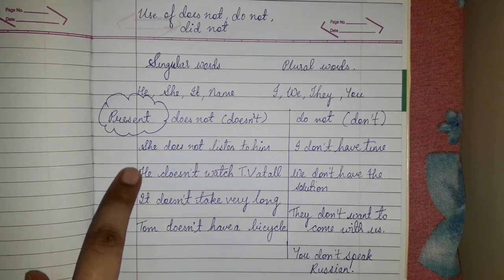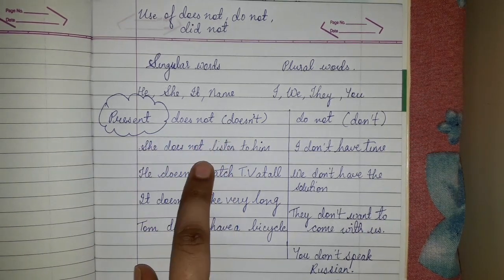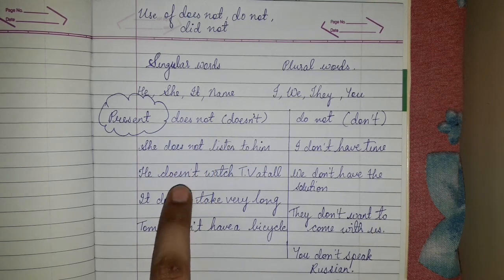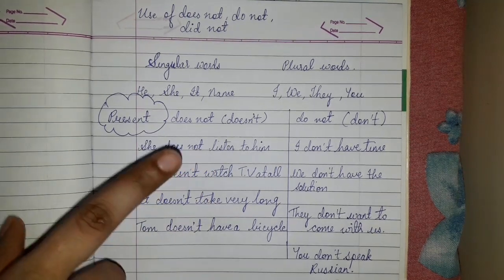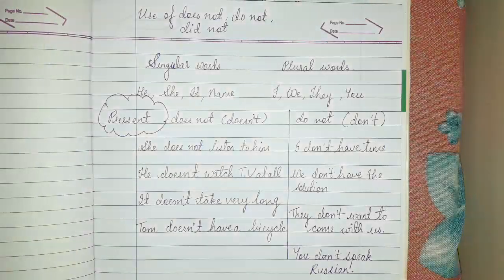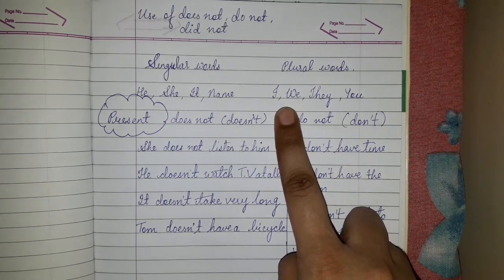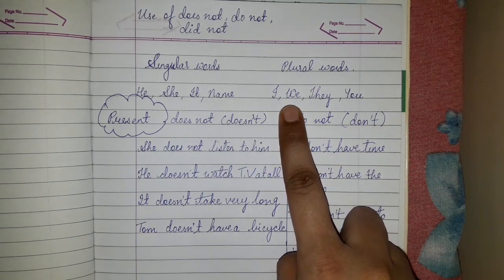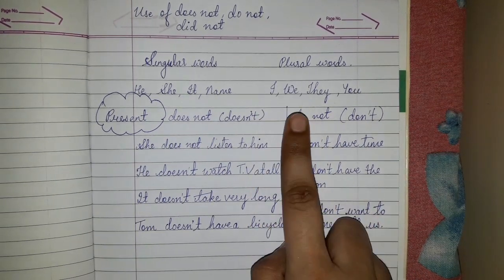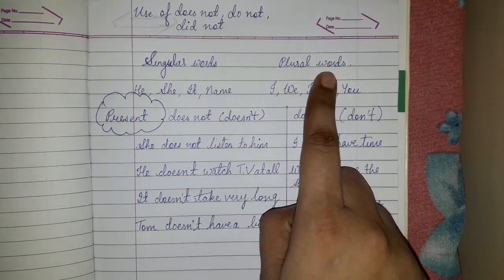As you can see, all these sentences have does not. I have not written do not here. If I write do not, then the sentence will be totally wrong. And I is an exceptional case. I is a special case. Though it is singular, we always treat it as a plural word.